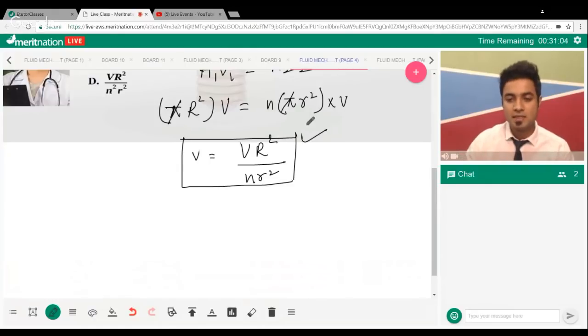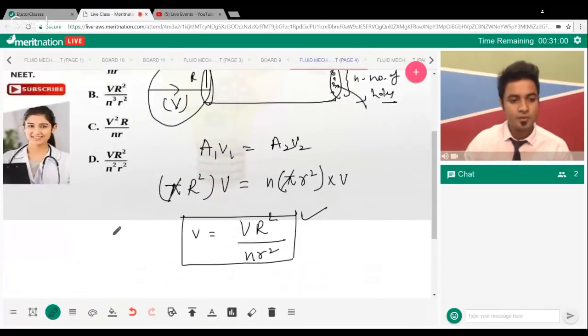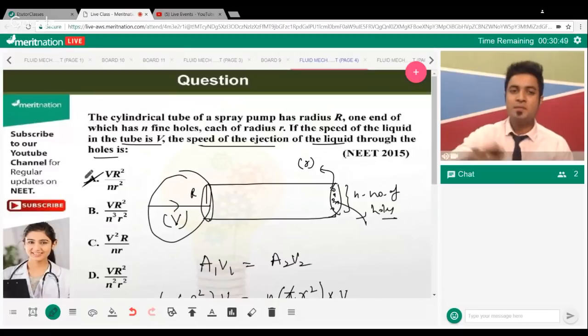So guys, this is the one here. Which option should be correct? V r square upon n r square. So option A should be the correct one, right? Right, guys? Any doubt in this? Ejection is by what velocity the water is coming out from the pipe. That is the ejection. Yeah, this one was easy. Exactly, Dhruv.